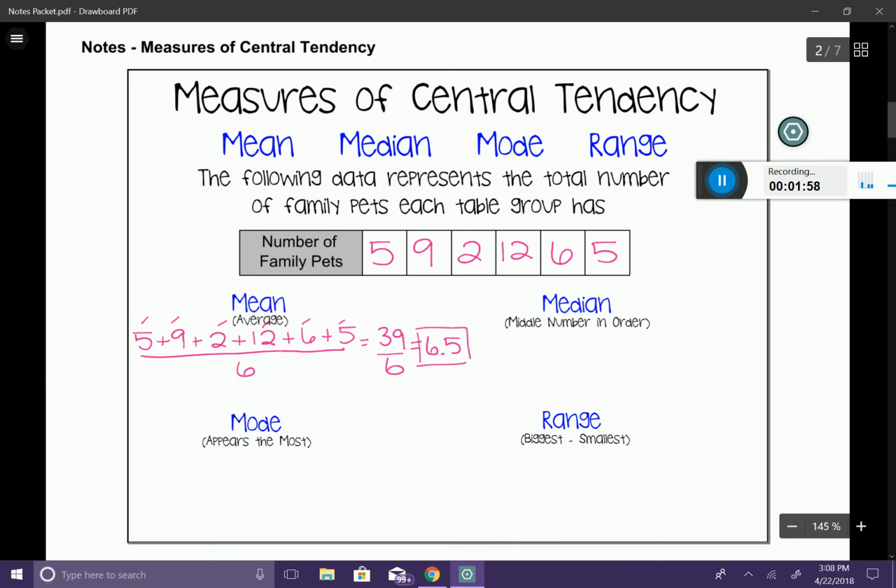So if I were to spread these data points out, I would get that 6.5 would be around the center of all the data points. We're going to really be able to see this in the next example. Let's look at the median now.